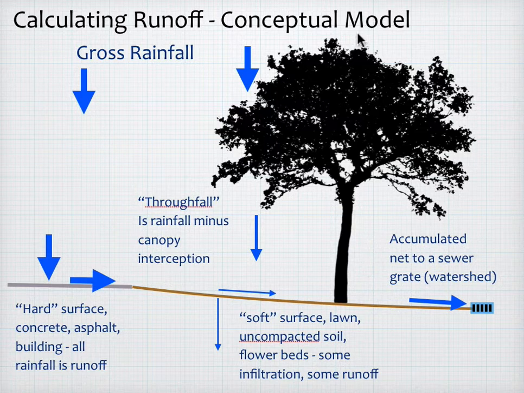So we have rainfall that comes down directly onto the surface or that hits trees and comes down as throughfall, so it's reduced, as indicated by the smaller blue arrow here. If it's a hard surface, we're going to assume it's all runoff. If it hits a soft surface, so anything that's not concrete, asphalt, or a building, we're going to assume that a portion, perhaps all of it if it's small enough rainfall or large enough absorption, goes into the soil and a portion runs off.